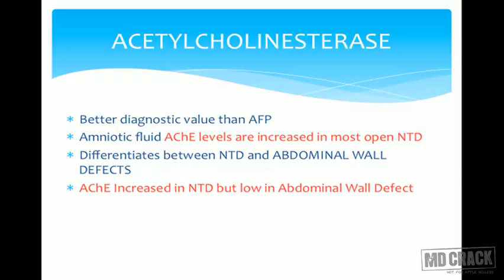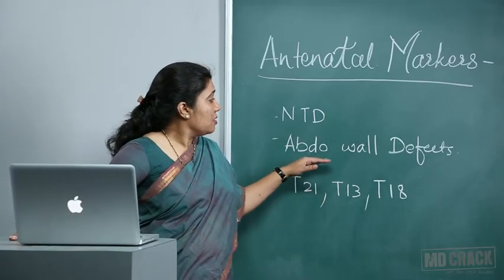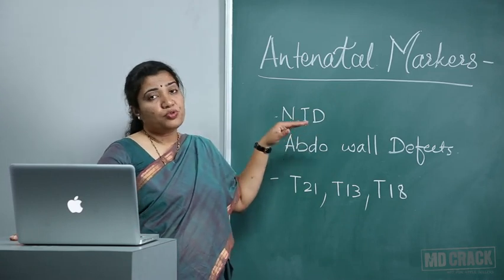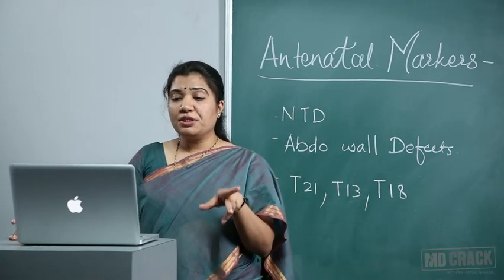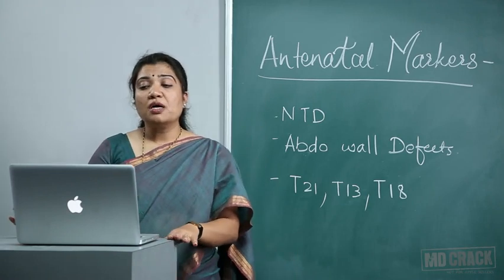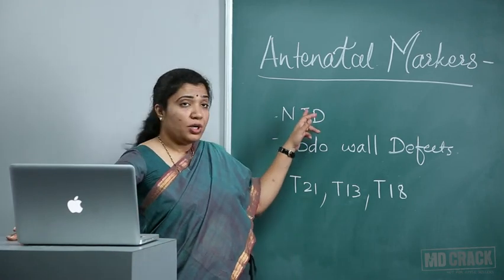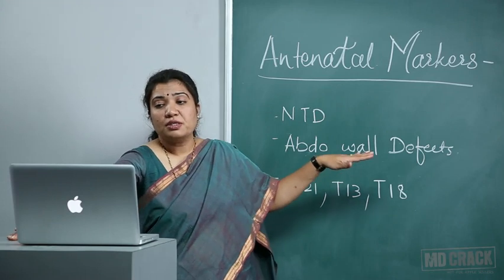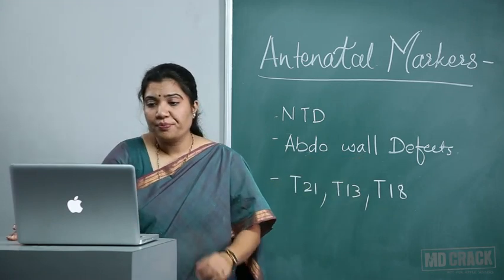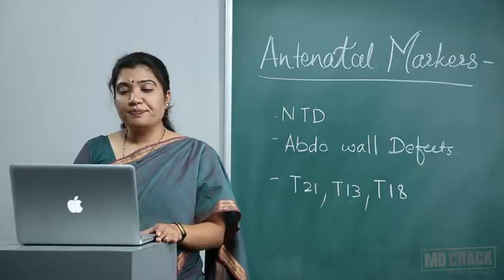Acetylcholinesterase, another marker, has better diagnostic value than AFP. Amniotic fluid acetylcholinesterase levels are increased in most open neural tube defects. It differentiates between neural tube defect and abdominal wall defect because AFP is raised in both of them. So we need some marker which will differentiate between these. Acetylcholinesterase levels are increased in neural tube defect and are decreased in abdominal wall defect. So it is helpful there.